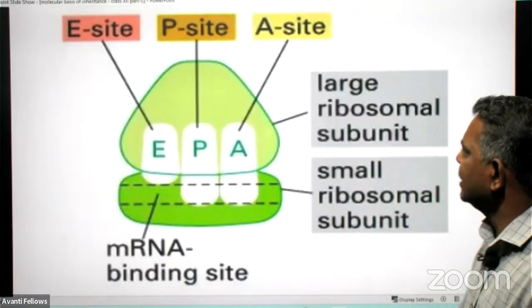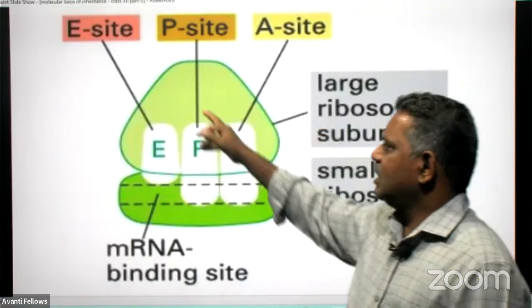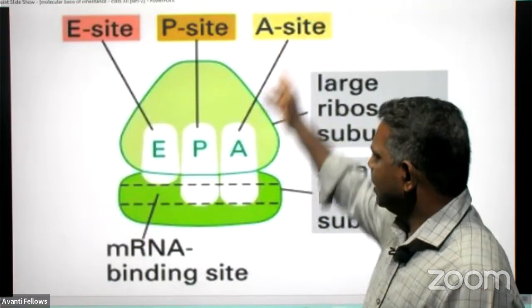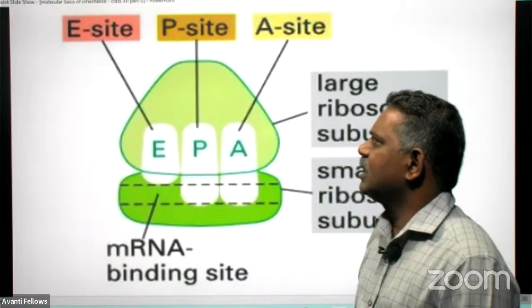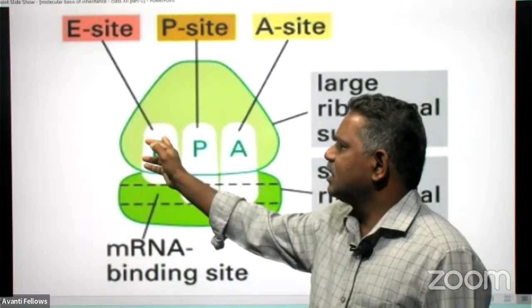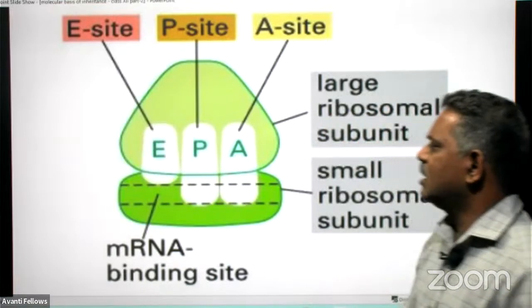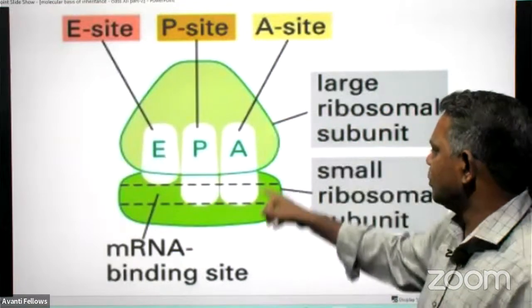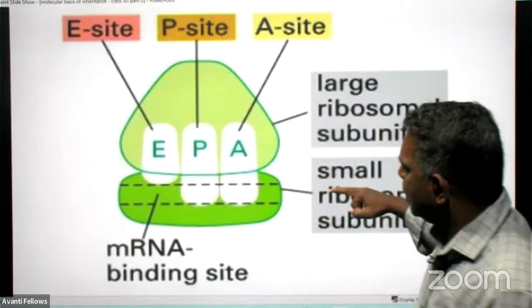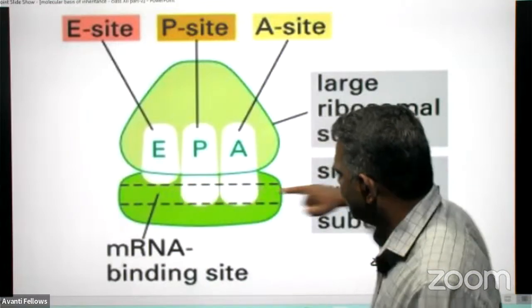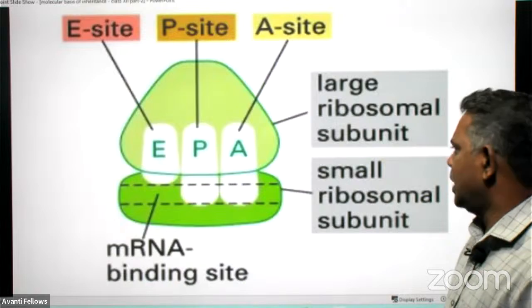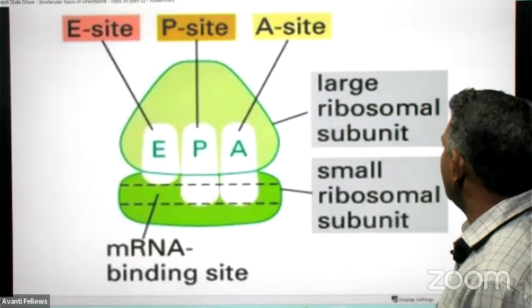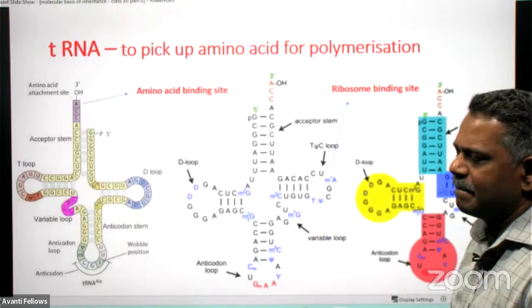These are the three sites: A site, P site, and E site. The A site receives, it's the acceptor site only. The P site is the donor site. The E site is the exit site. From here, it will take this tRNA out. And there is a large subunit and a small subunit. Through this small subunit only, the messenger RNA binds. That is why we call it the mRNA binding site.